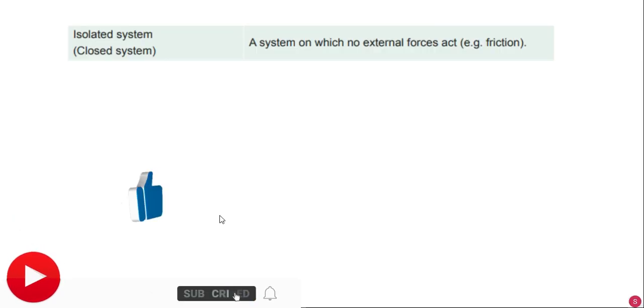Now, firstly, we are going to look at what an isolated system is. According to this definition, it says that a system on which no external forces act. Such external forces will be referring to friction. If not friction, then other ones like applied force, right? So friction and applied force, those are the two most common external forces.